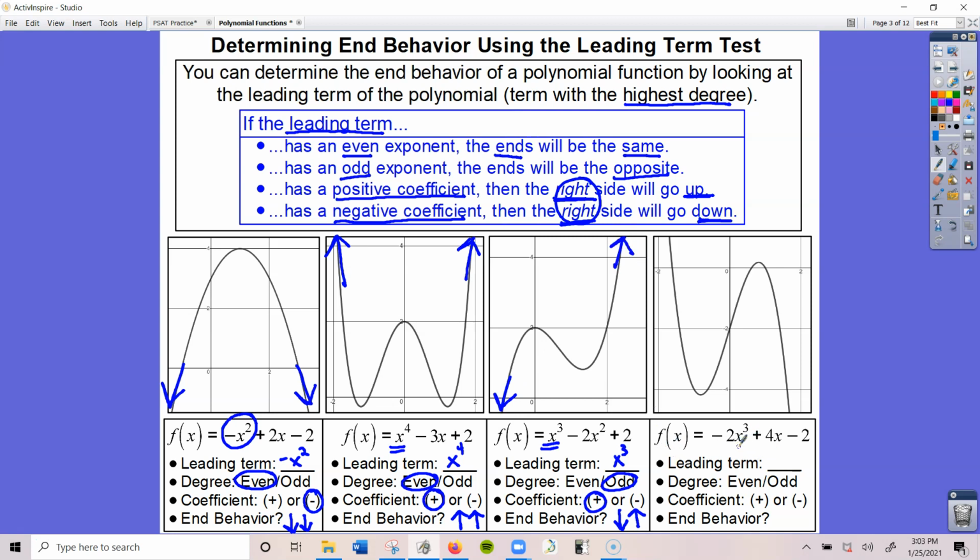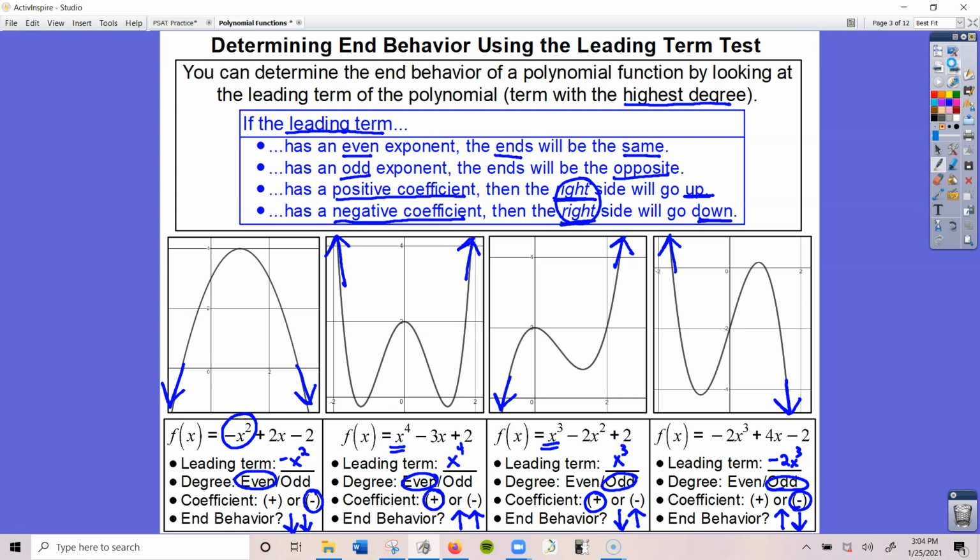Last one here, we have negative 2x to the third plus 4x minus 2. My leading term here is the negative 2x to the third. The degree is an odd number, and the coefficient is negative. Since the coefficient is negative, that means the right side goes down, and since the exponent is odd, odd for opposite, the left side will have to go in the opposite direction, so up. And again, you can see that on the graph. Left side up, right side down.